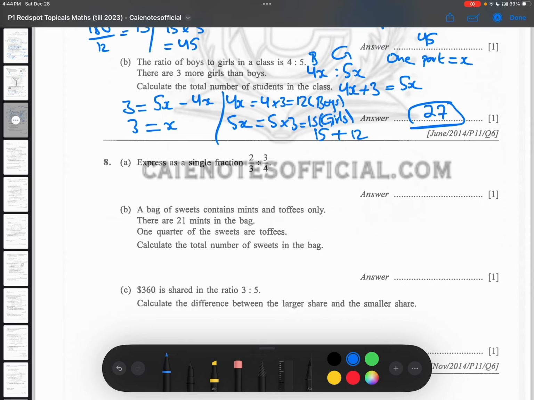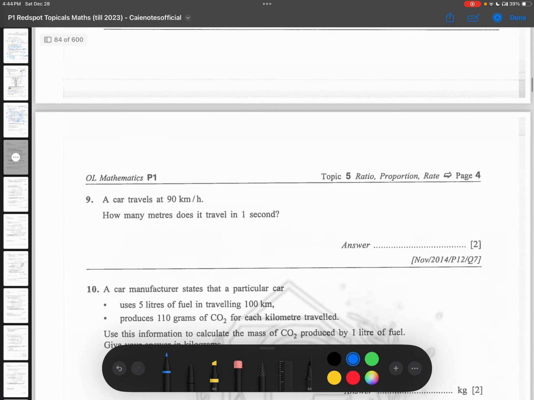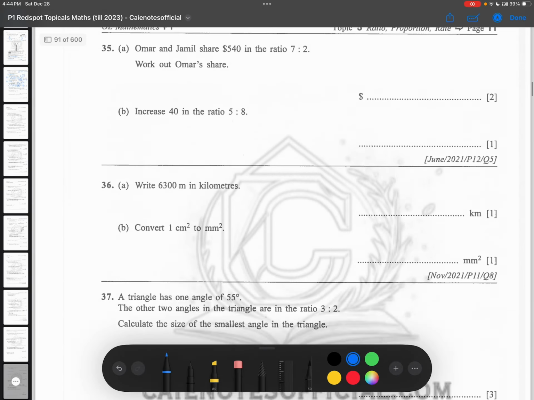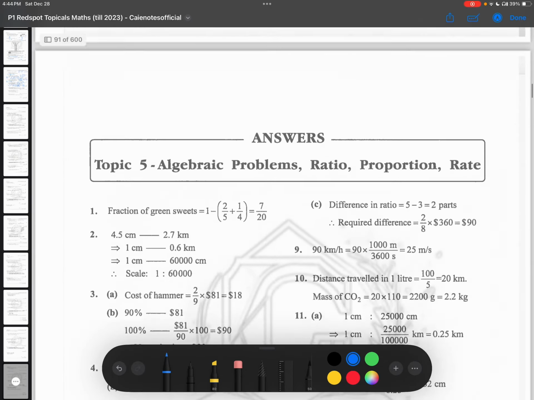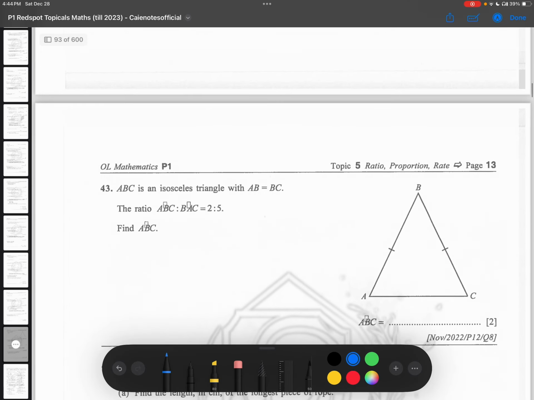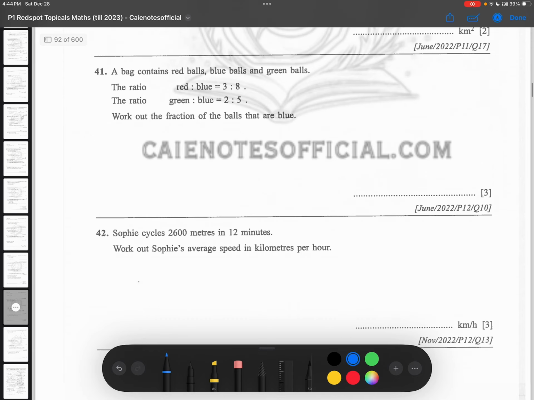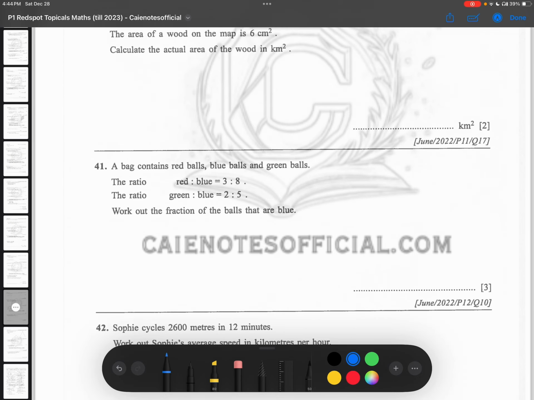Now we move on to the questions at the end of this series. Let's do this question. A bag contains red balls, blue balls, and green balls. The ratio between red and blue is 3:8, and the ratio between green and blue is 2:5. We have to work out the fraction of the balls that are blue.